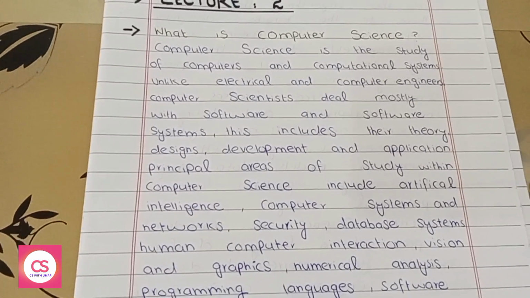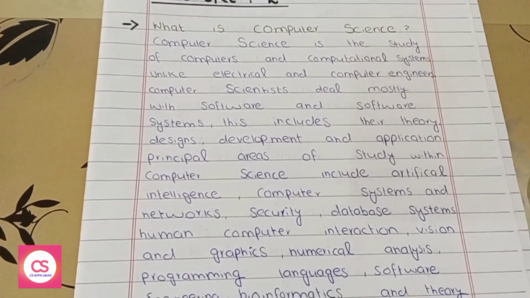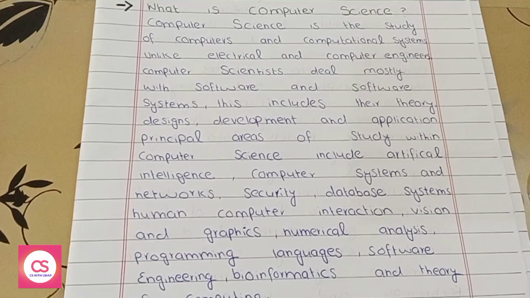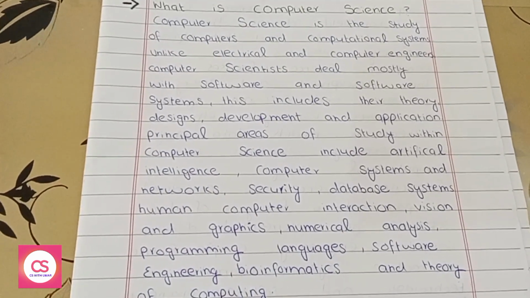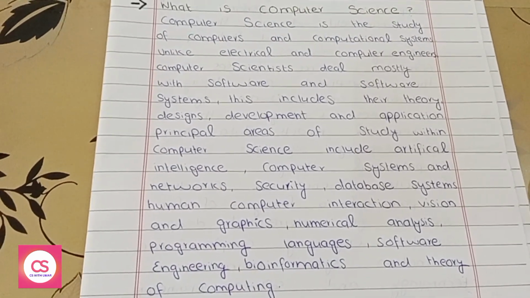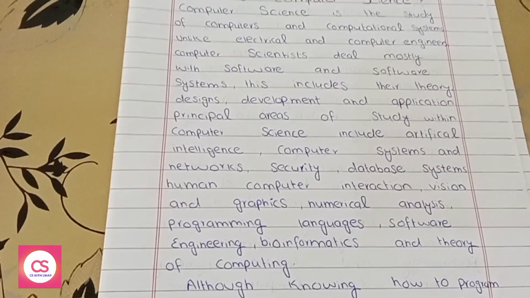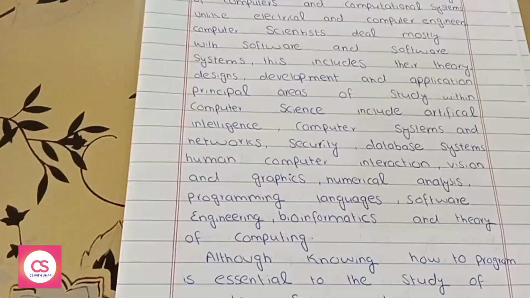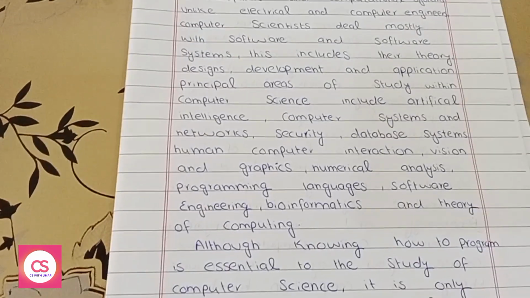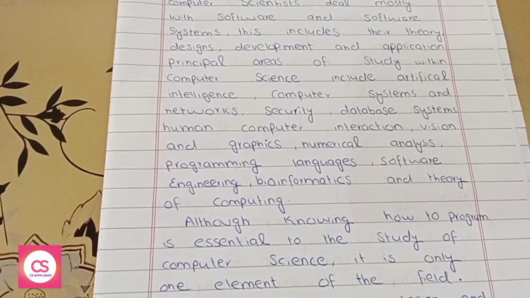Principal areas of study within computer science include artificial intelligence, computer systems and networks, security, database systems, human-computer interaction, vision and graphics, numerical analysis, programming languages, software engineering, bioinformatics, and theory of computing.